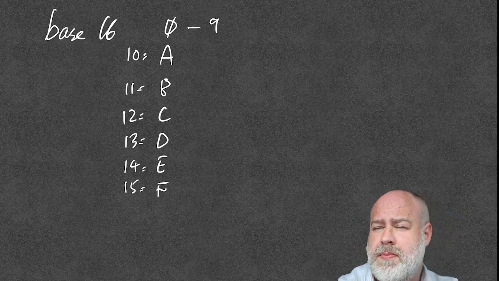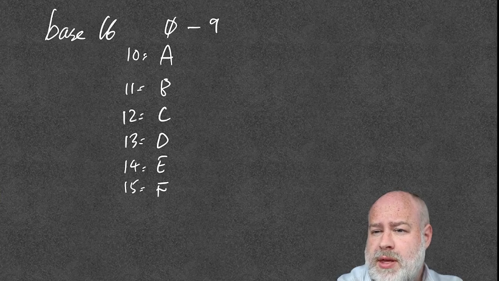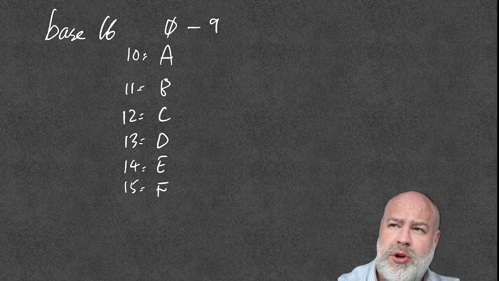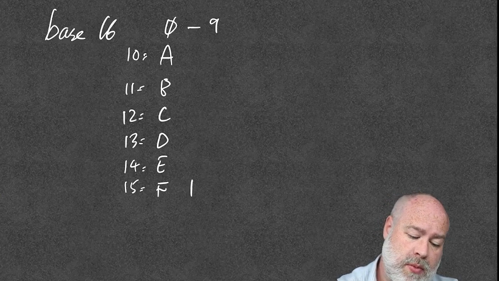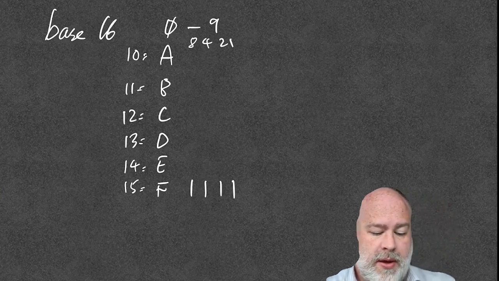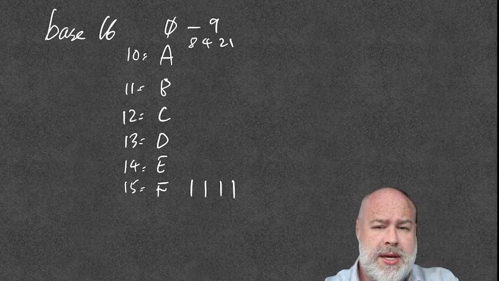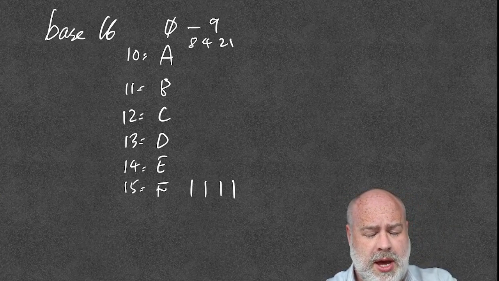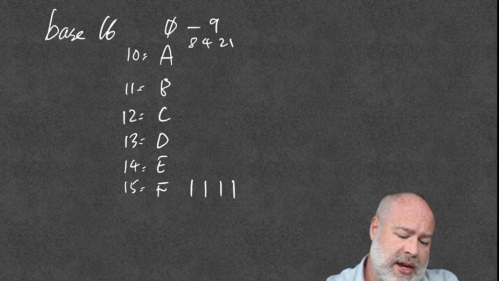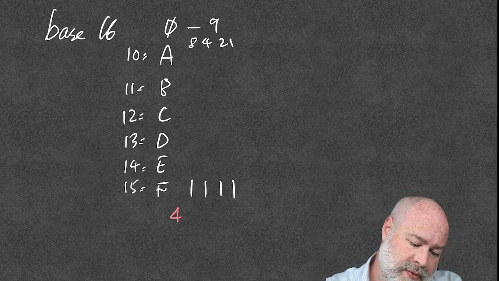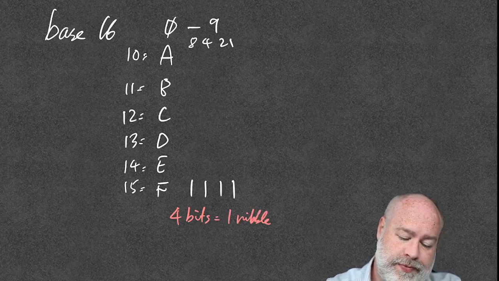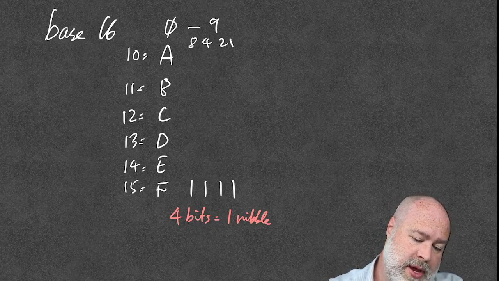So let's look at the binary equivalents of these numbers because it will help us later. So F, what is F? Well, it's 8, 4, 2, and 1. So in one nibble, we would have our 8, 4, 2, and 1, and we'd have all of them turned on. That's the biggest number we can have in hexadecimal in terms of one digit, that 15. So I'll write here 4 bits equals 1 nibble, and that's the biggest value that we've got there, 8, 4, 2, and 1.